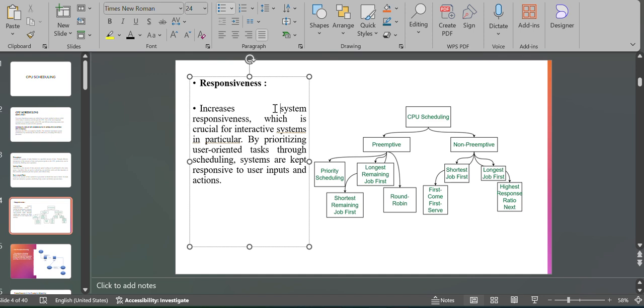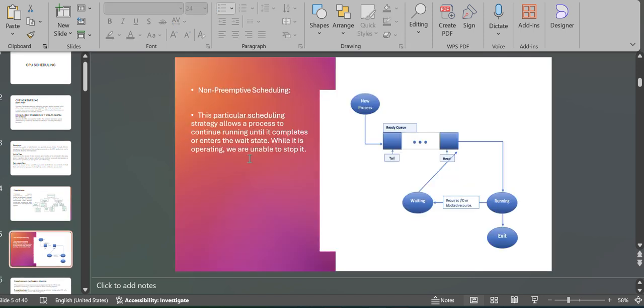Next, here you can see the diagram of CPU scheduling. CPU scheduling has two types, preemptive and non-preemptive. In preemptive, there are priority scheduling, longest remaining job first, and shortest remaining job first. You can observe here. Here we are discussing non-preemptive scheduling. Here you can see the non-preemptive scheduling diagram: ready queue, waiting, running, and last one is exit.